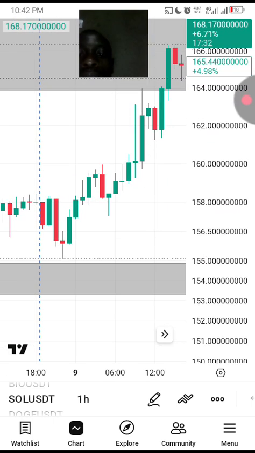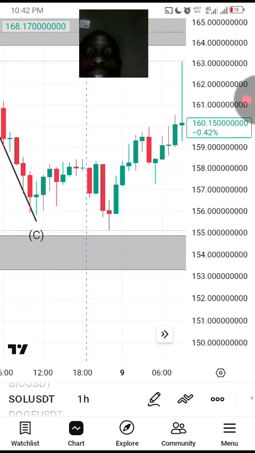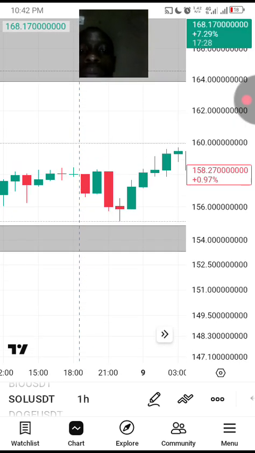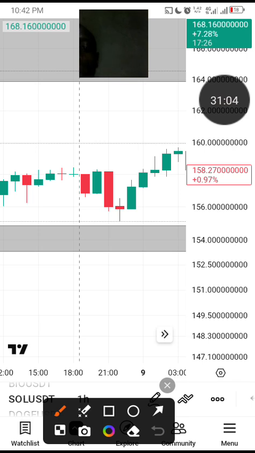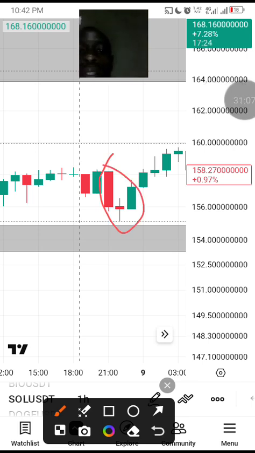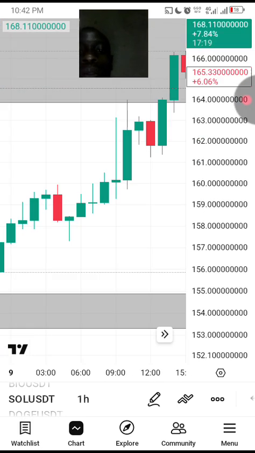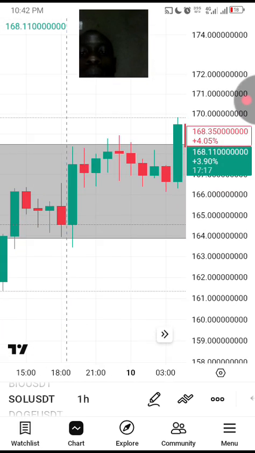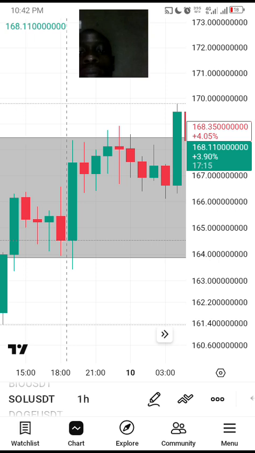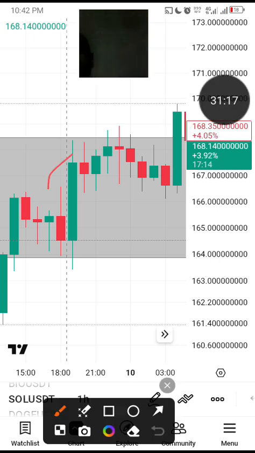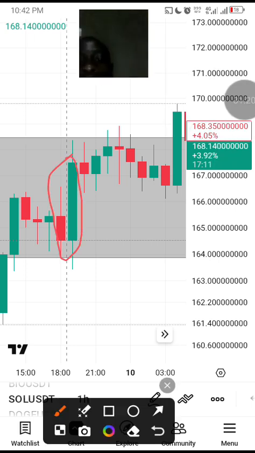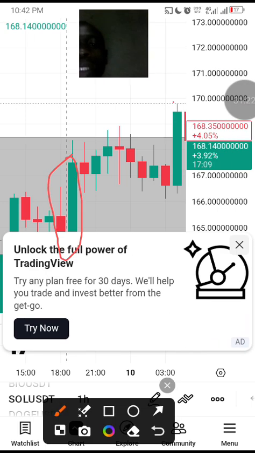When you reach here again, you get this structure here. Then you continue. Remember, look. Then you go up. Here you get a bullish engulfing pattern. You get a bullish engulfing pattern again here.